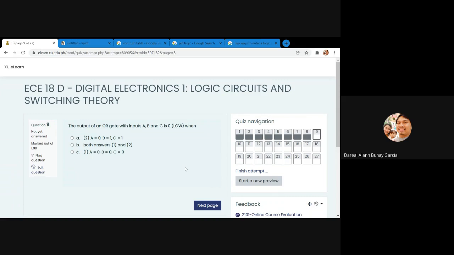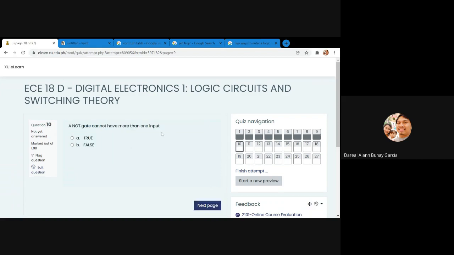The output of an OR gate with inputs A, B, C is low when C naman siguro, no? A, B, C equals 0. If A equals 0, B 1, C 1, then OR gate output is 1. So C.